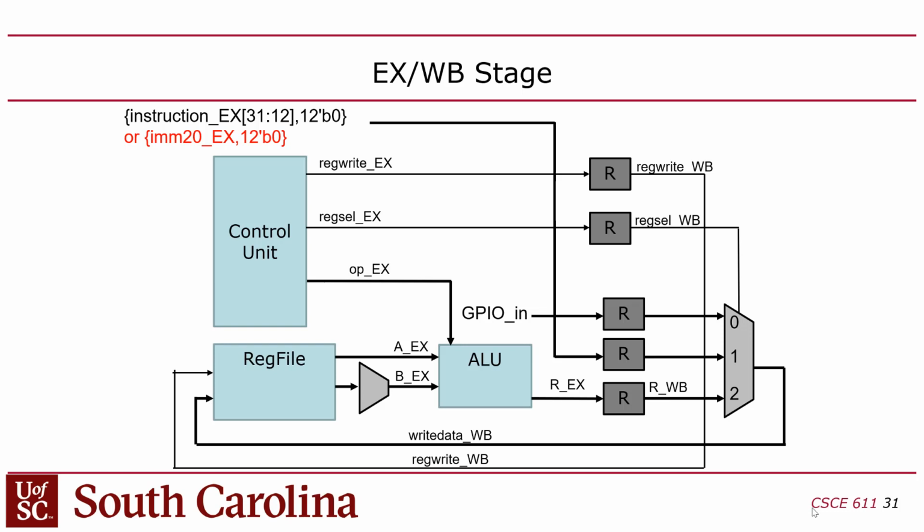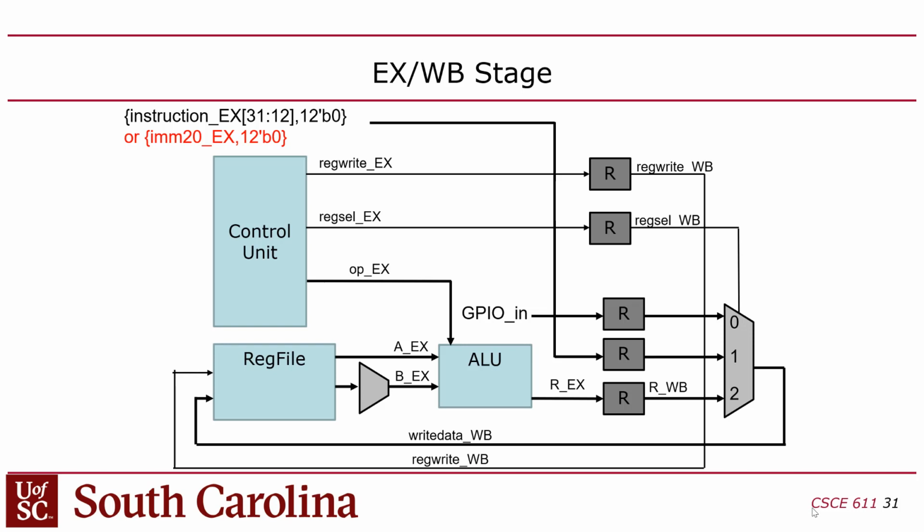Reg Select gets delayed by 1 cycle and becomes Reg Select EX becomes Reg Select WB, and it goes into this MUX. This MUX is important because it controls what gets written back to the register file. In this design, we have 3 options. And this might not be the best way to do it. There's probably a more elegant way to handle this.